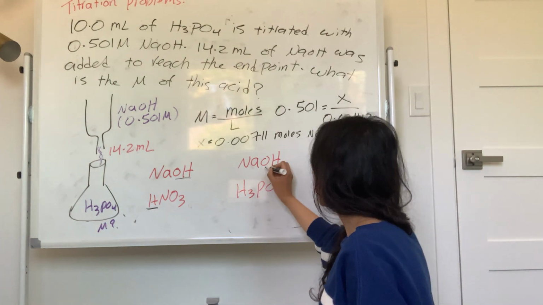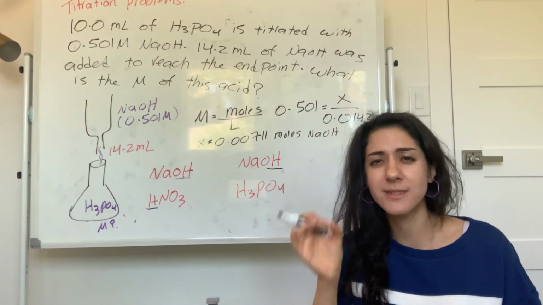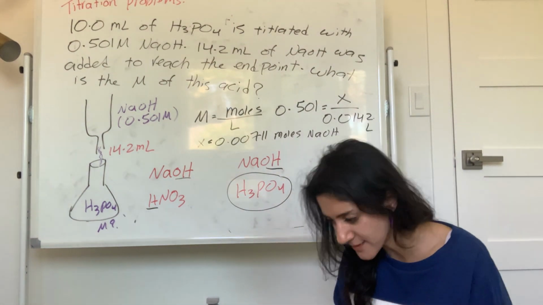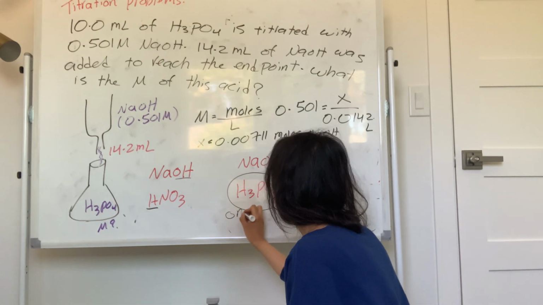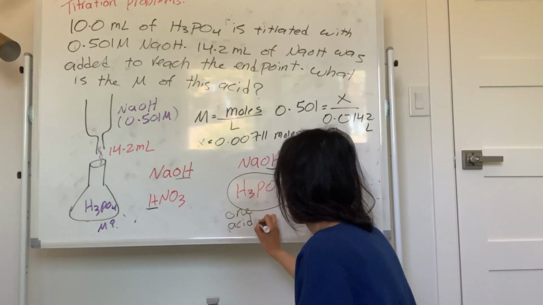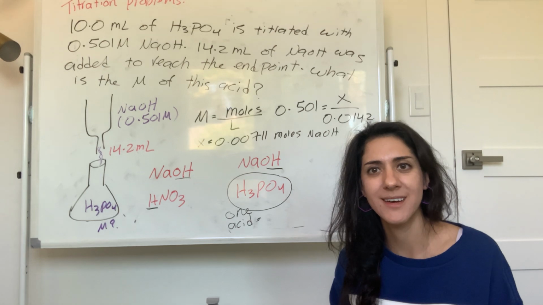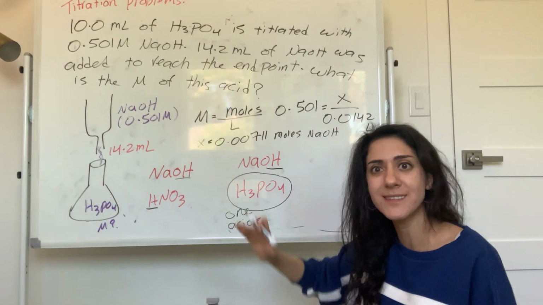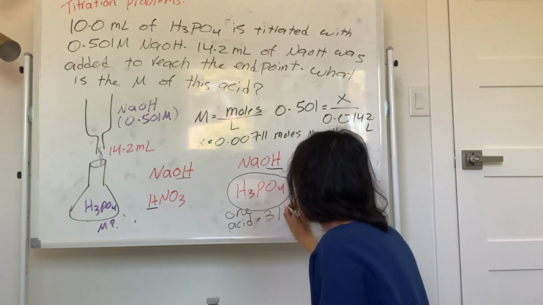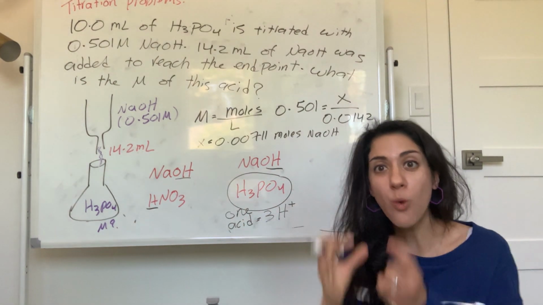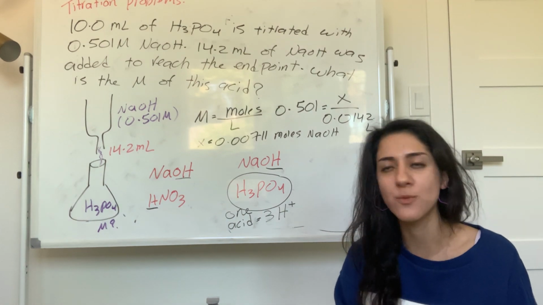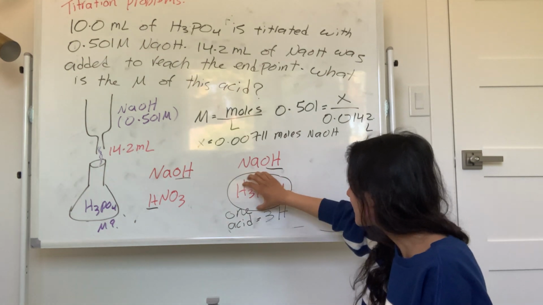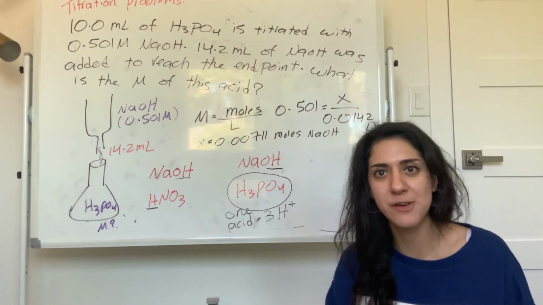So NaOH, each NaOH has one OH. Stay with me. To neutralize one phosphoric acid, how many NaOH are you going to need? You're going to need 3 NaOH because one phosphoric acid has 3 H+. One mole of phosphoric acid has 3 H+. So for one acid, I would need 3 NaOH.